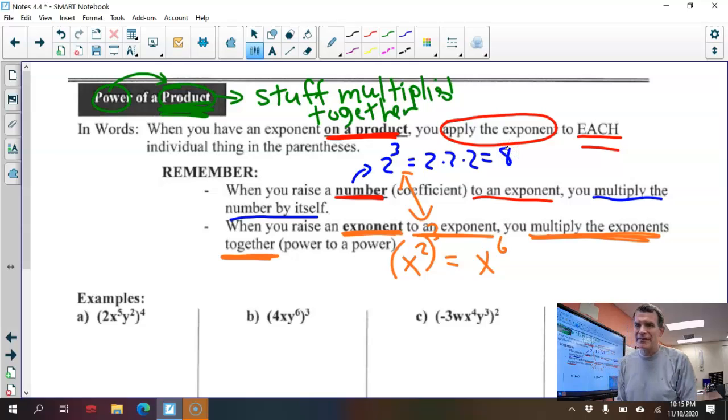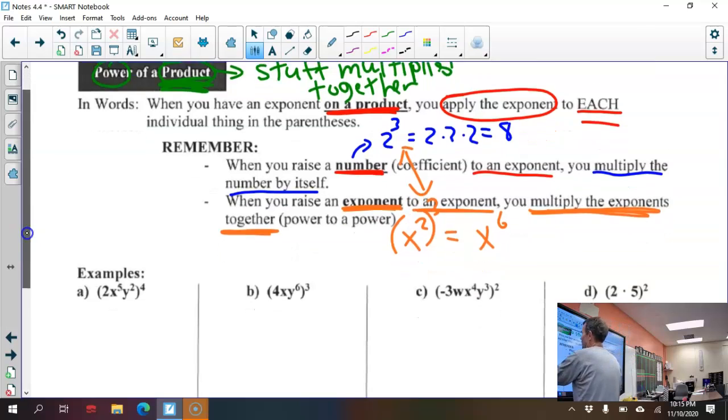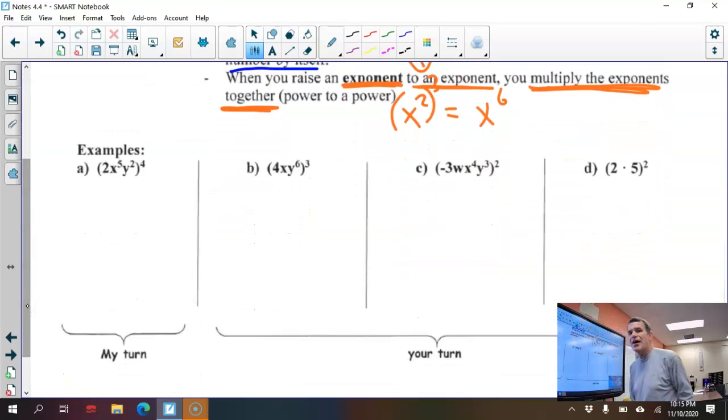All right, we want to remember that as we do these examples. So I'm going to do the first example and show you how I think you should do it. And then I think you should try the next 3 on your own. Pause the video and try them, and then turn it back on and see if you got it.